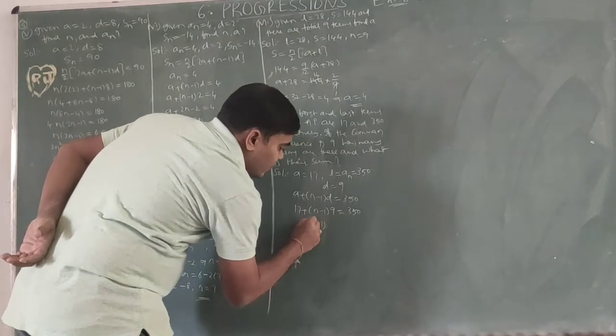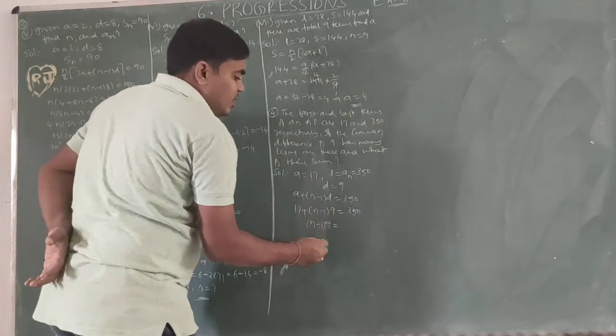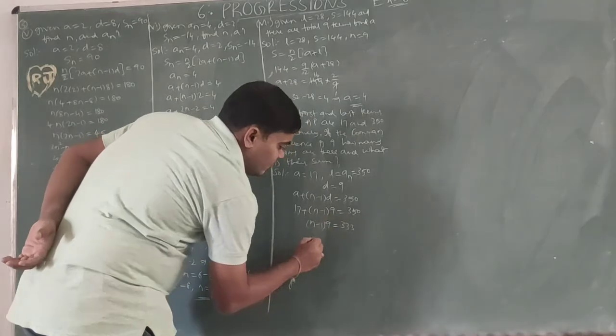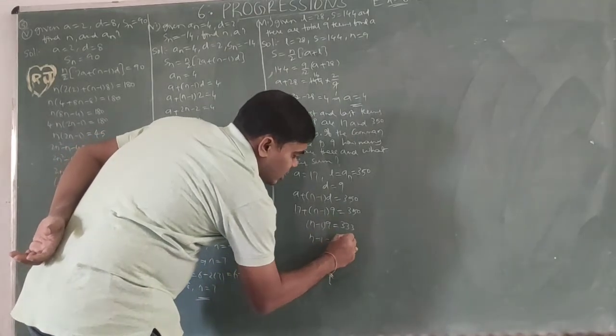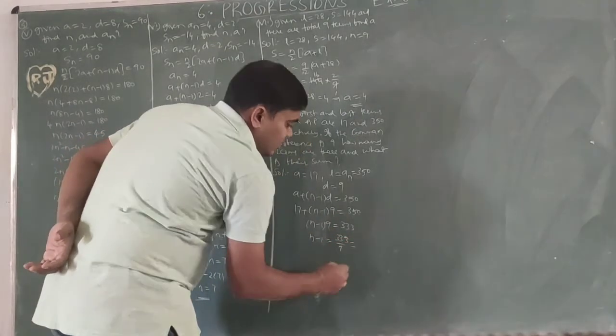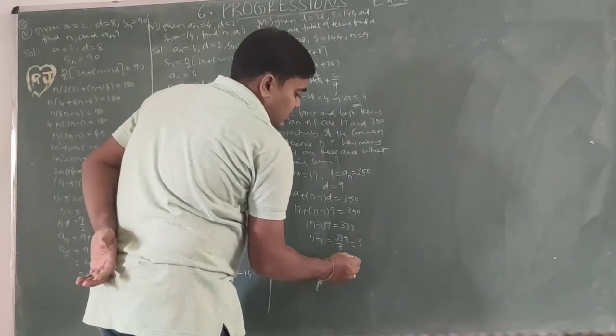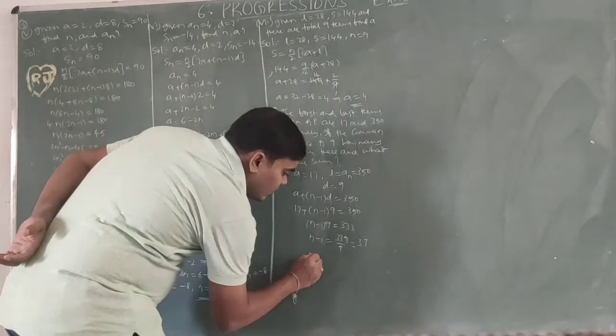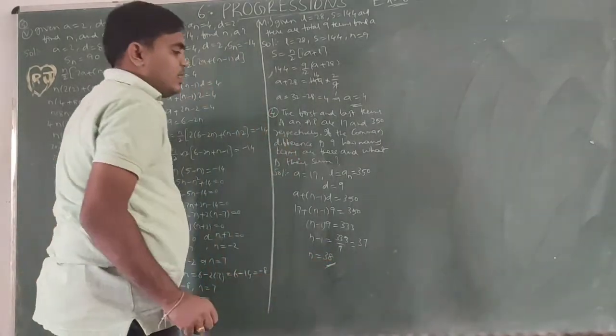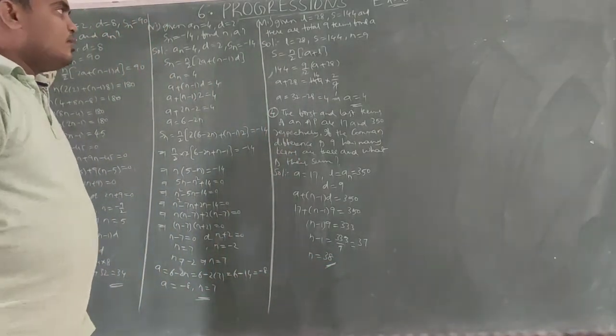So (n minus 1) times 9 equal to 350 minus 17, which is 333. n minus 1 equal to 333 by 9. 9 times 3 is 27, 9 times 6 is 54 plus 9, 63, 9 times 7 is 63. So n equal to 38. We got the n value.